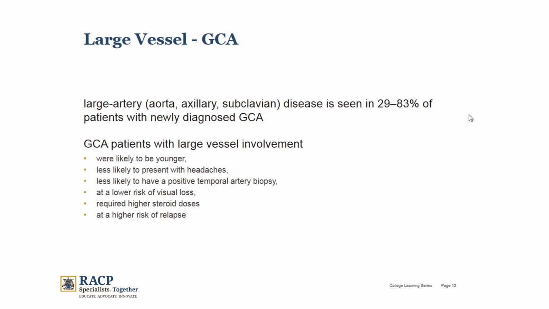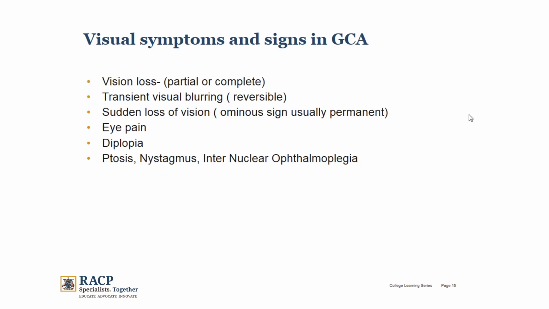Large artery disease is seen in 29 to 83% of patients with newly diagnosed giant cell arteritis. Giant cell arteritis patients with large vessel involvement tended to be younger. They were less likely to present with headaches, and they were less likely to have a positive temporal artery biopsy. They were at lower risk of visual loss, but they tended to require higher steroid doses, and they were at higher risk of relapse.